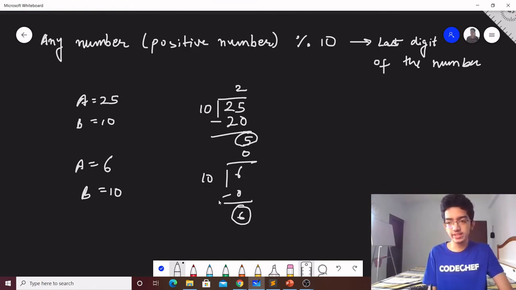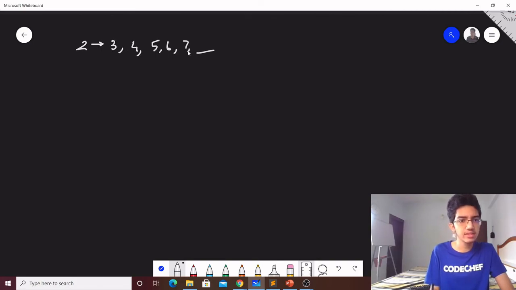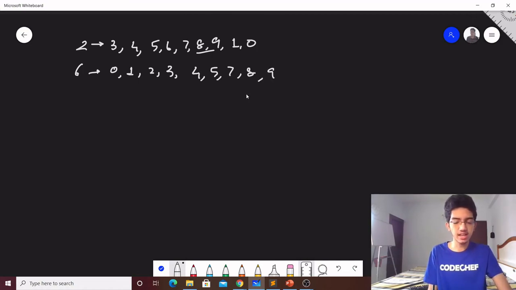Then how are we going to lead to the answer? So it's quite simple actually. If we have a last digit, what can we change the last digit to? If the last digit is 2, we can change it to 3, 4, 5, 6, 7, 8, 9, even 1 and 0. Similarly, if our last digit is 6, we can change it to any of 0, 1, 2, 3, 4, 5, 7, 8, and 9. So we can change the last digit to anything.